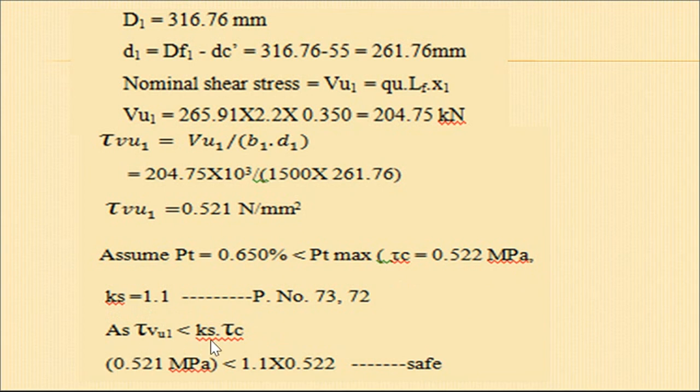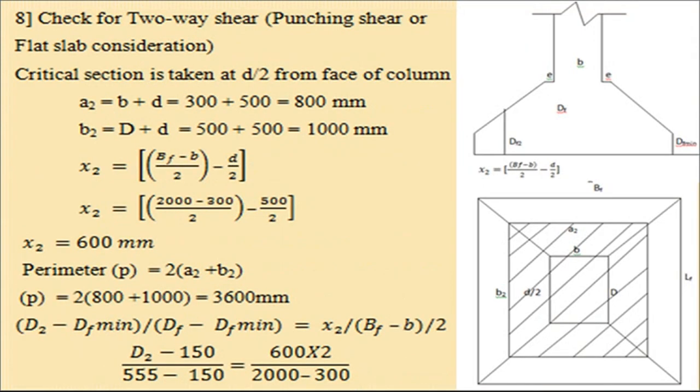So tau V1 should be less than Ks times tau c. It is 0.521, that is the tau V1, and Ks times tau c is equal to 1.1 into 0.522. That's why it is greater. So the section is safe. That means the depth of the footing is okay from the one way shear.